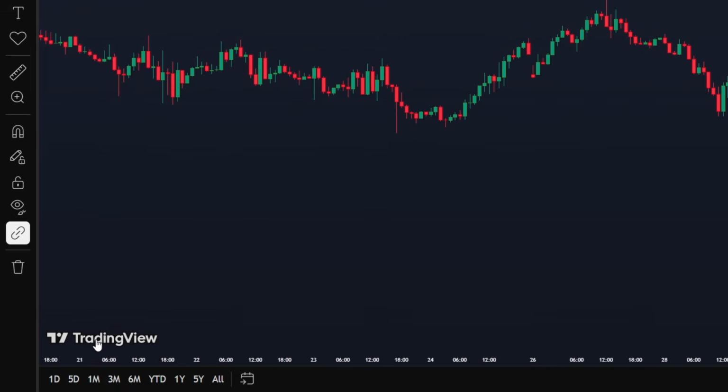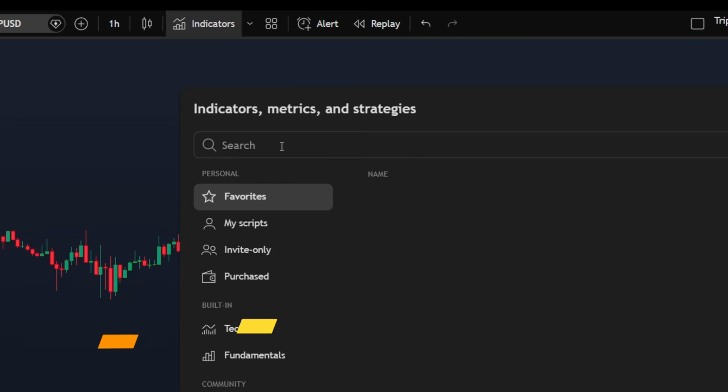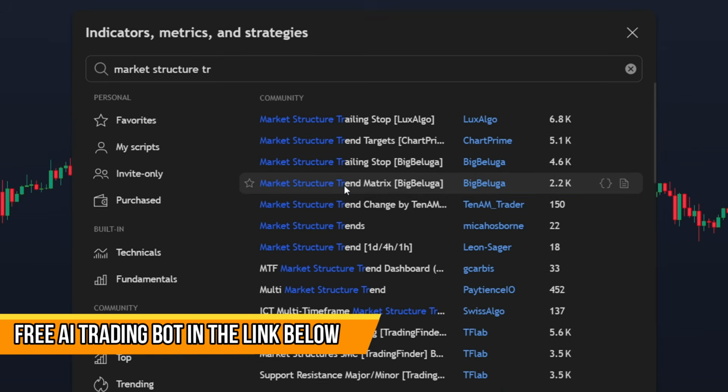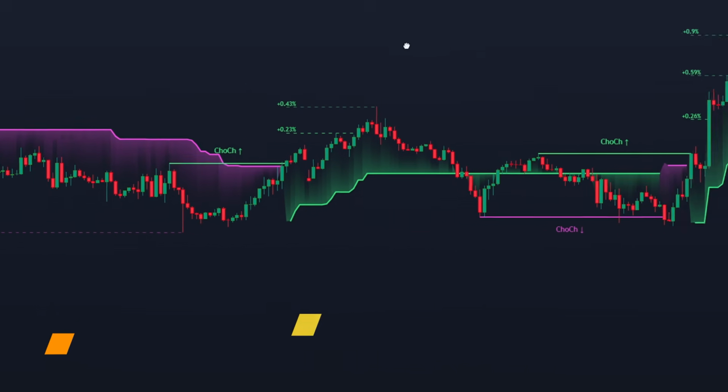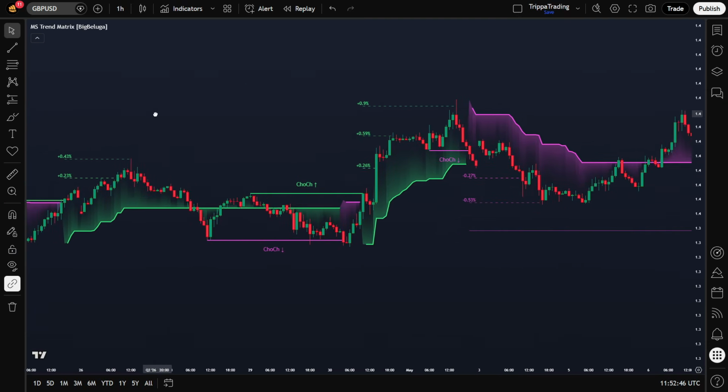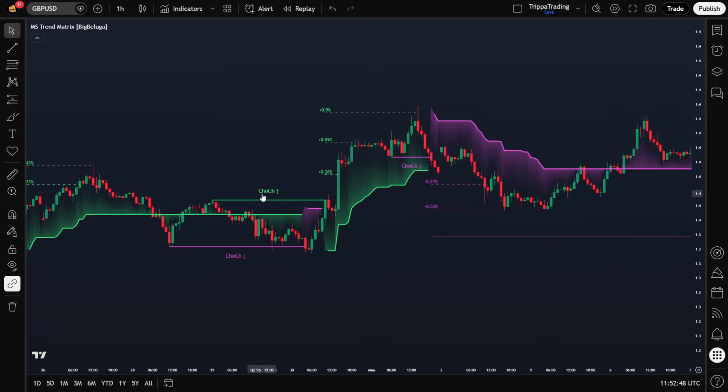So I'm on TradingView. First of all, go to Indicators and search for Market Structure Trend Matrix by Big Beluga. Add it to the chart, because this indicator is built around one of the most important price action concepts in trading, and that is change of character.